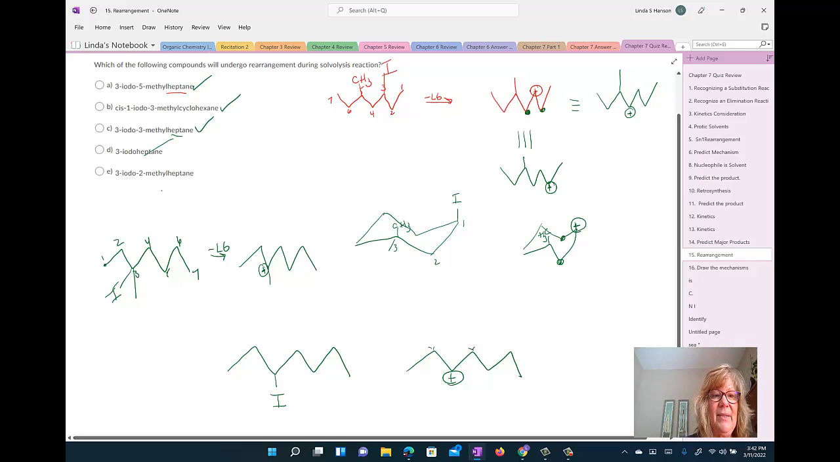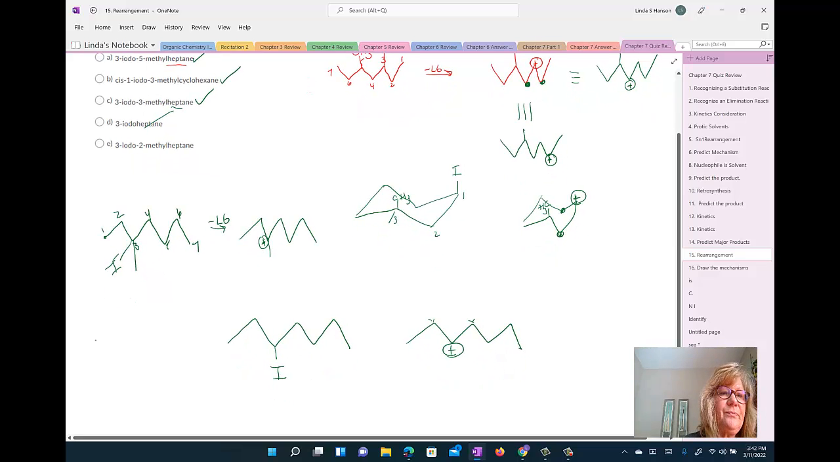Isn't it the way it always goes? It's probably the last choice. Let's check it out. Heptane. 1, 2, 3, 4, 5, 6, 7. Carbon 3 is an iodine. Carbon 2 is a methyl. There it is. Something interesting right next door.